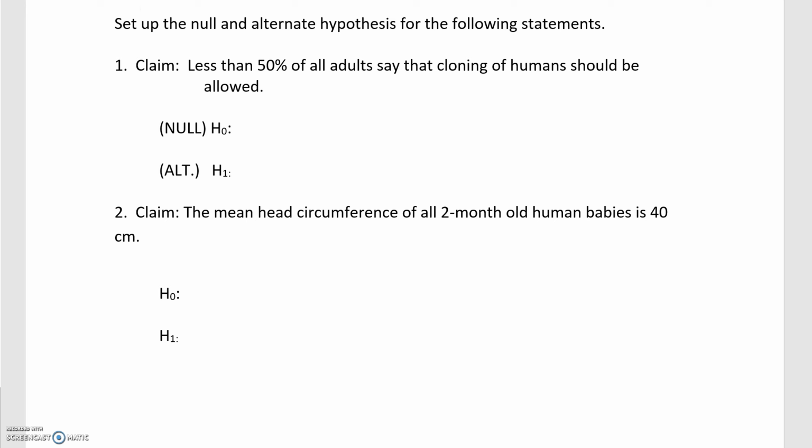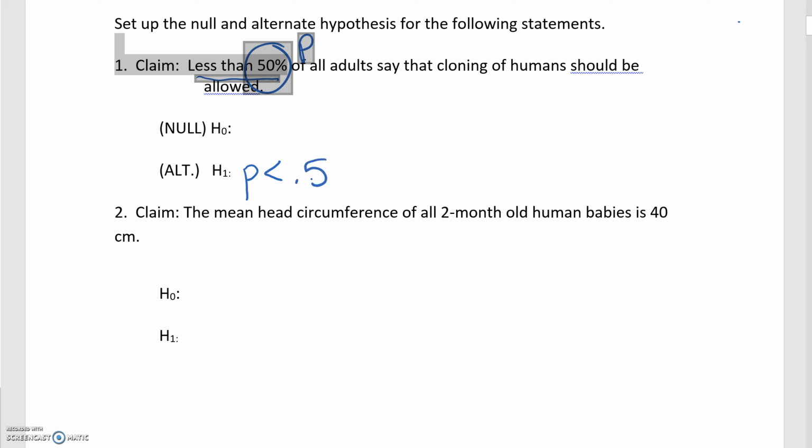Okay, so we're going to talk about how to set up the null and the alternate hypothesis. So our first claim says less than 50% of the adults say that cloning humans should be allowed. Now, this is talking about a proportion, so we're going to use the letter P. And we have the statement less than 50%. So whenever we have a less than or a greater than, that's actually going to be our alternate hypothesis. So we want our alternate hypothesis, P is less than, and we'll change this to a decimal, 0.5.